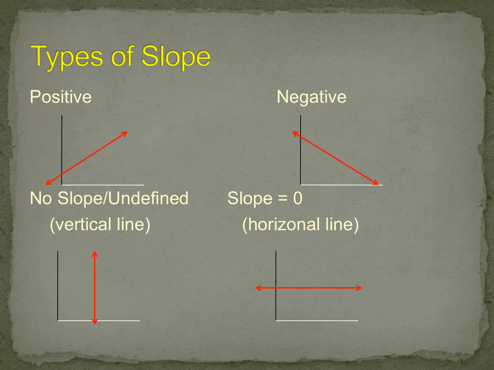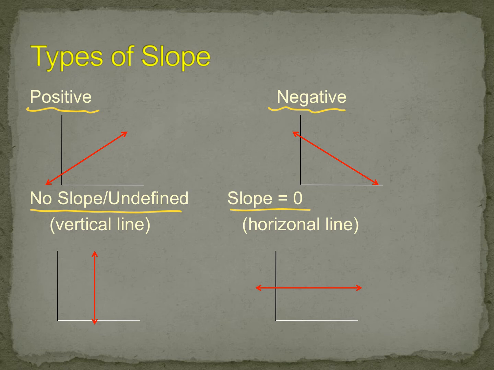There are 4 types of slope. Positive increases as you move from left to right. Negative decreases as you move from left to right. No slope or undefined slope is straight up and down. It happens when you have a vertical line. And slope equal to 0 is a horizontal line.